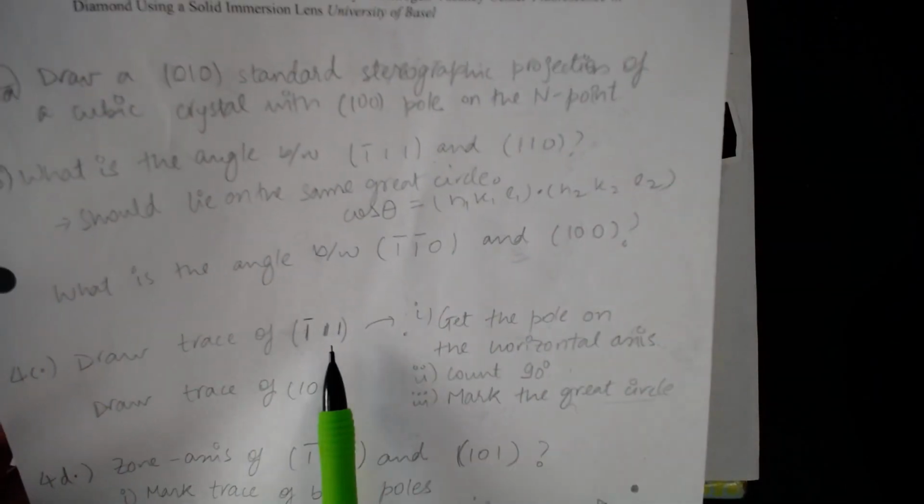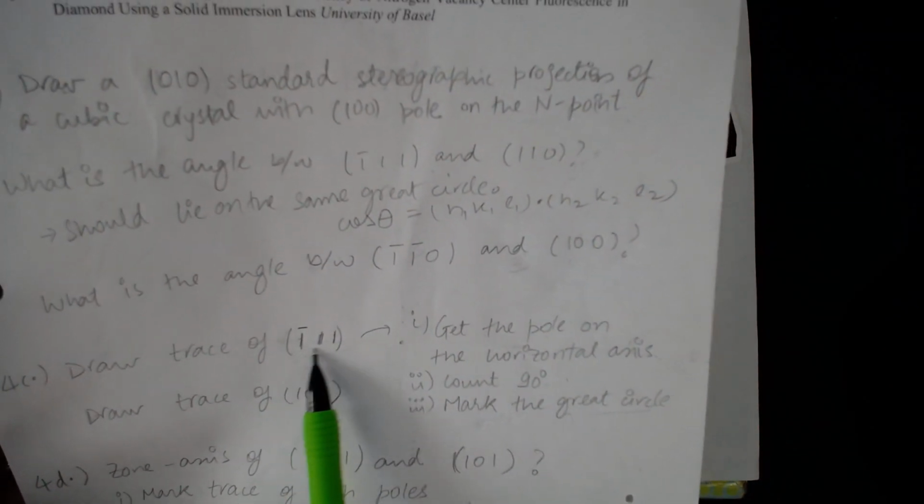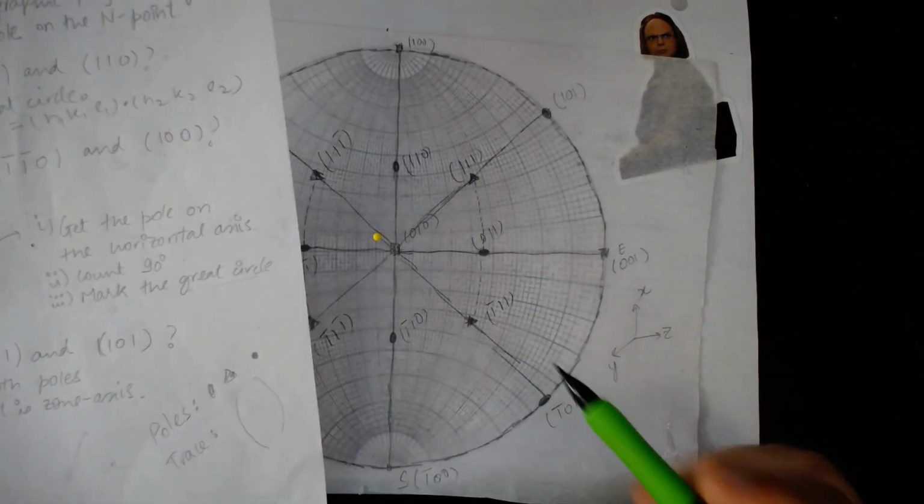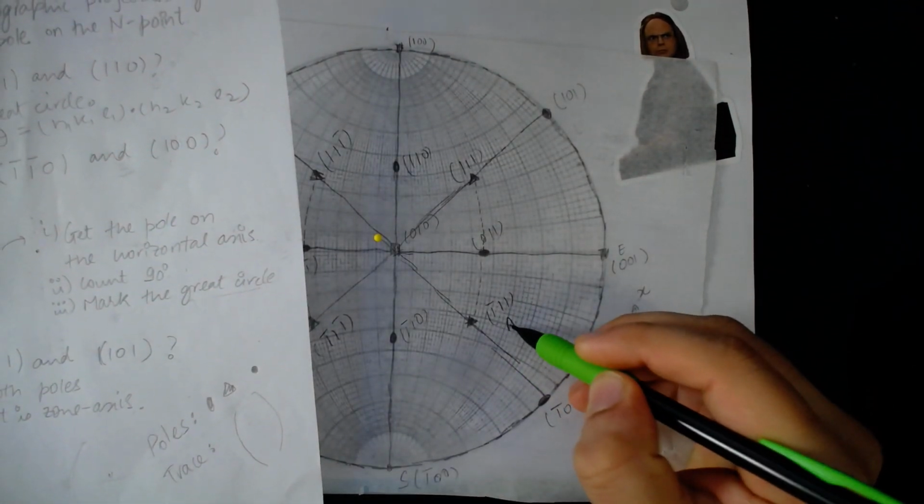All right, so now let's proceed to the trace, which was the actual question that we want to solve. To draw the trace, we want to draw the trace of bar 111. So let's see, where is that pole. So bar 111 is right over here. So let's call it A.